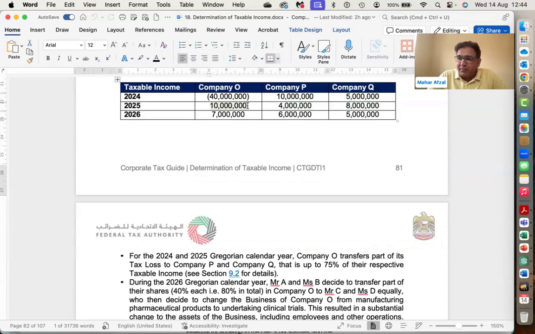So my remaining loss is 28,750. 75% is 14 million, 14 plus 8, 22 million. 22 million into 75%. Further loss adjusted of 16,500. The remaining loss is 28,750 less 16,500, remaining loss is 12,250.